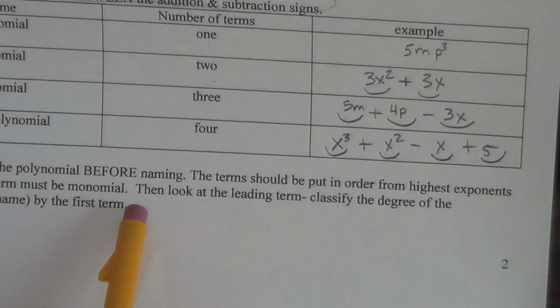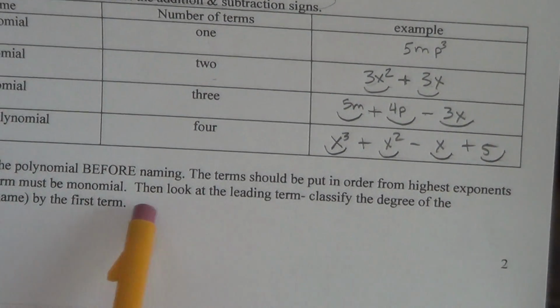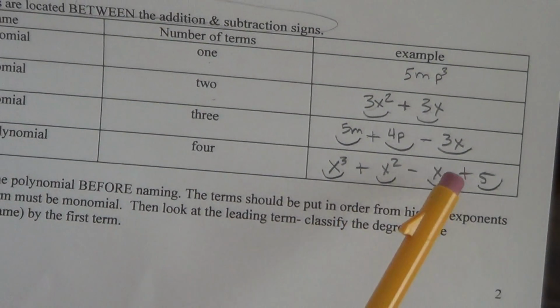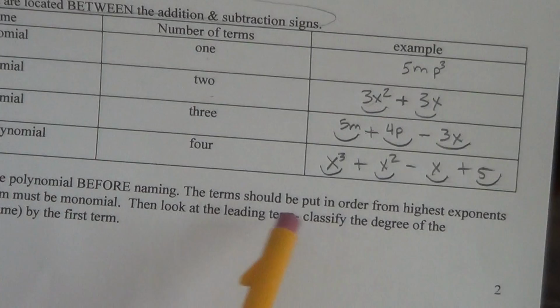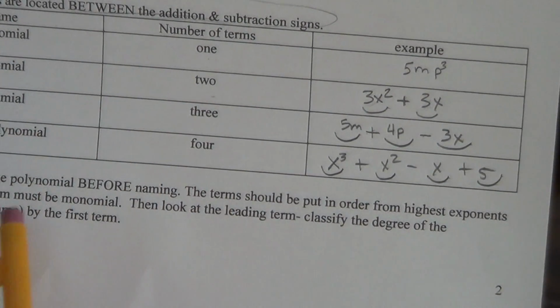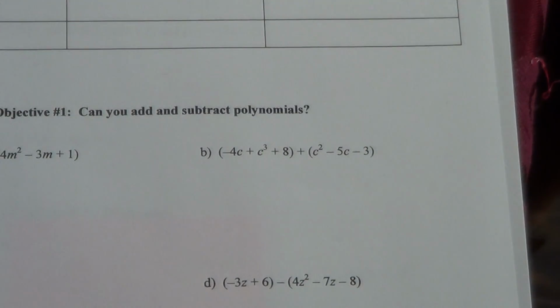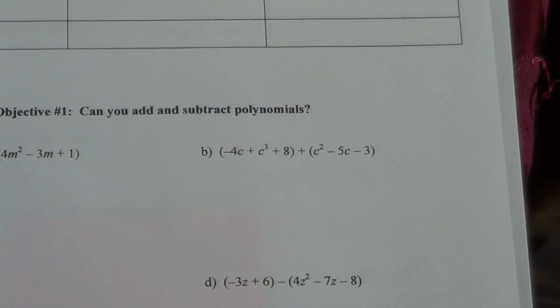Each term must be a monomial. Each of the terms in between the addition and subtraction should be a monomial. Then look at the leading term to classify the degree of the polynomial. Well, let's do this on the next page.